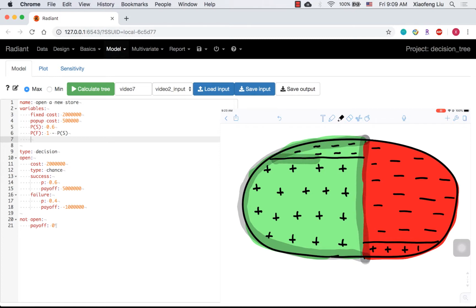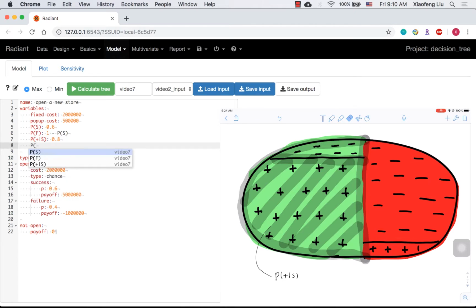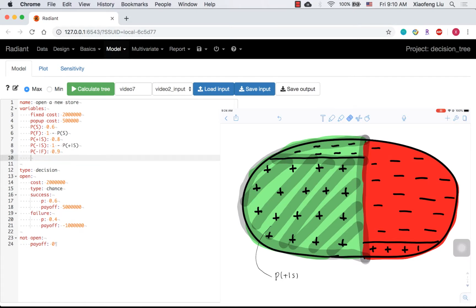The pop-up test will correctly identify successful location 80% of time. That means, given the real store is successful, the probability of having a positive test is 0.8. So the probability of a negative test given real store is successful is 1 minus P positive given S. Similarly, we can define P negative given F and P positive given F.